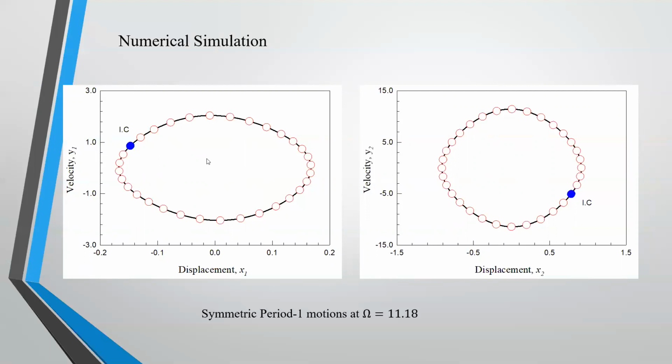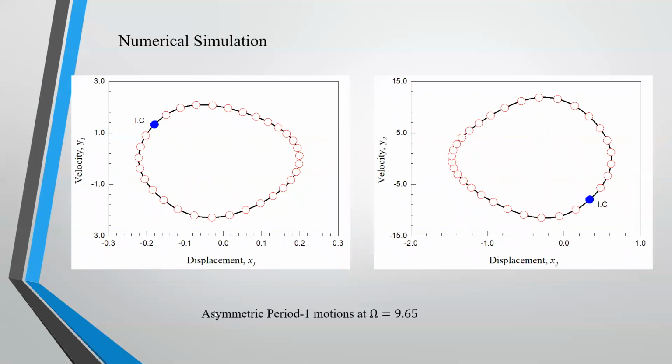Physically, you can see here the fast changing area and the slow changing area. This is for P1 motion. And here is the asymmetric P1 motions at omega equals 9.65. The difference is not too much. The shape is still similar, with this area still the slow changing area and this the fast changing area, similar to the symmetric P1 motions. The only difference is that this one is asymmetric, and this x1 and y2 are the same.